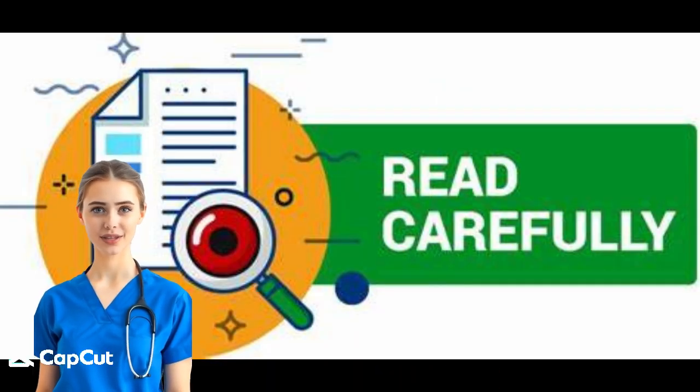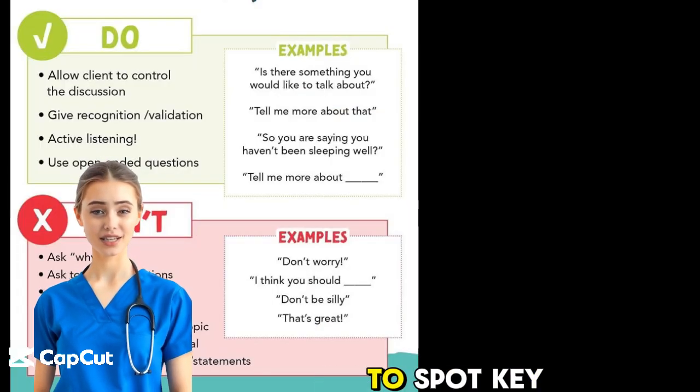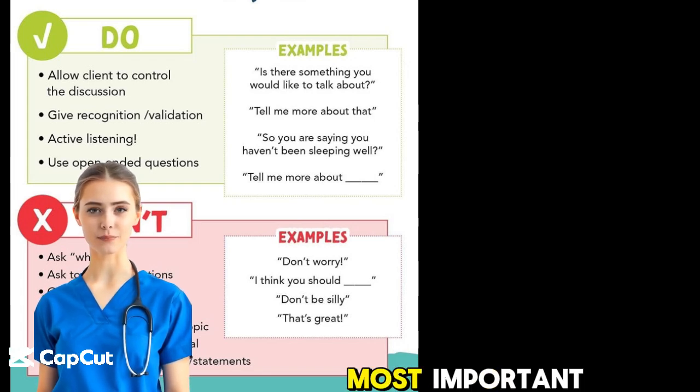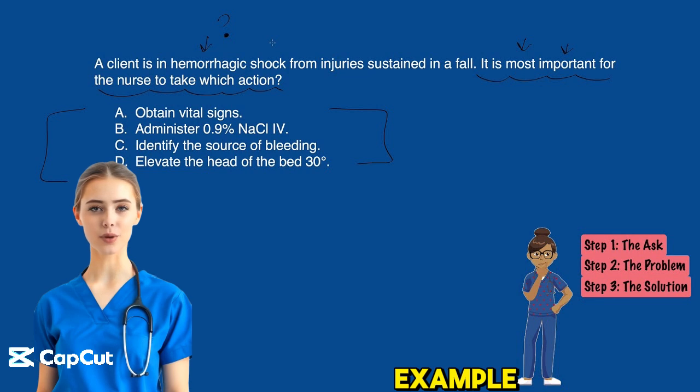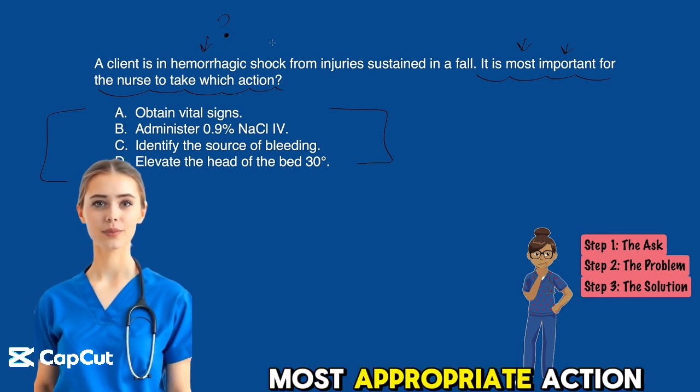Read the question carefully. Read every word carefully to catch keywords like best, initial, or most important. Example: a question asking for the initial action is different from the most appropriate action.